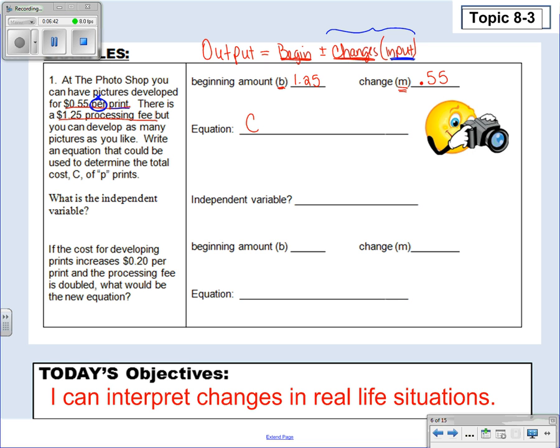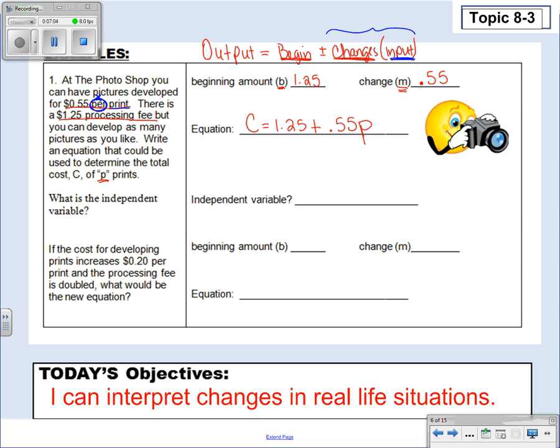Our total cost is equal to, we start off with a beginning amount of $1.25. And to get a total cost, we know we're going to add then. And it's 55 cents per print. And this time, print is represented by the letter P. Again, that per helps us figure out that the 55 is being multiplied by P.